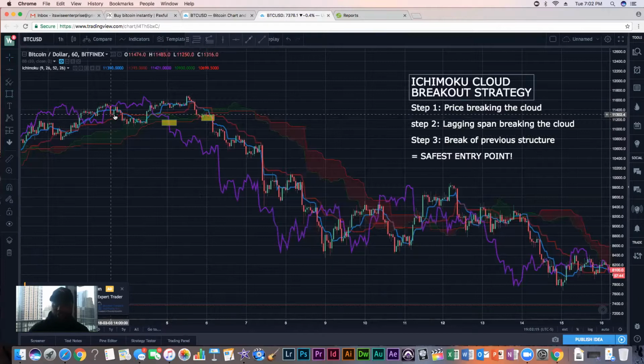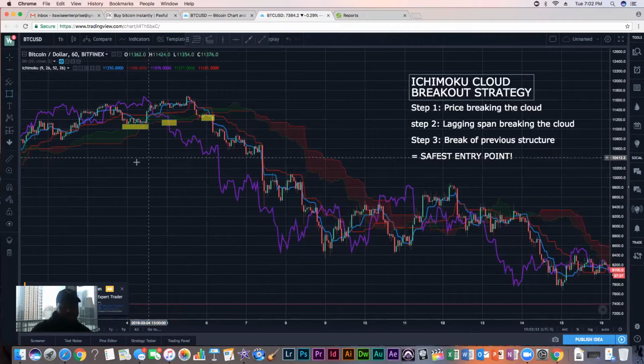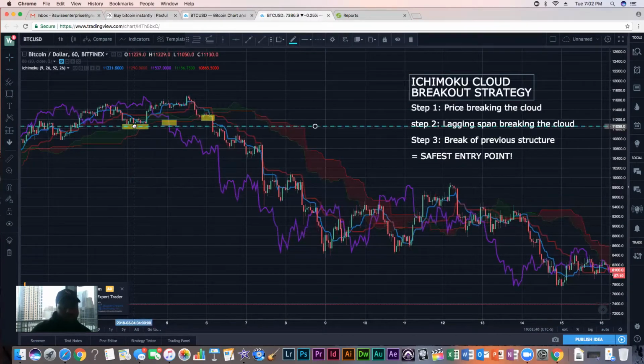Now third, step three, is break a previous structure. So here's our structure right here. It's where a support line was created, where price came and couldn't break under it and it went back up. That's created the structure, and that's where we're gonna take our safest entry point. So let's take this line, put it right here. That's our entry.